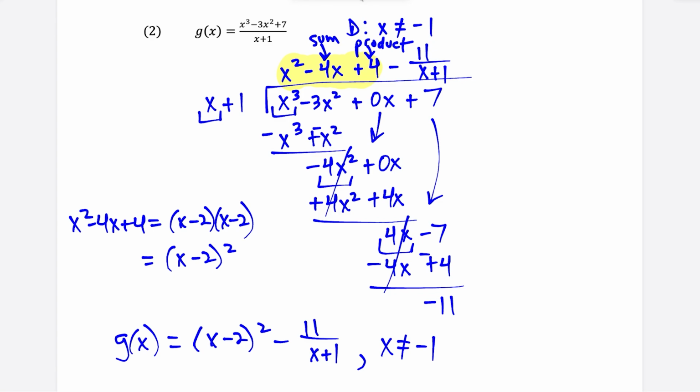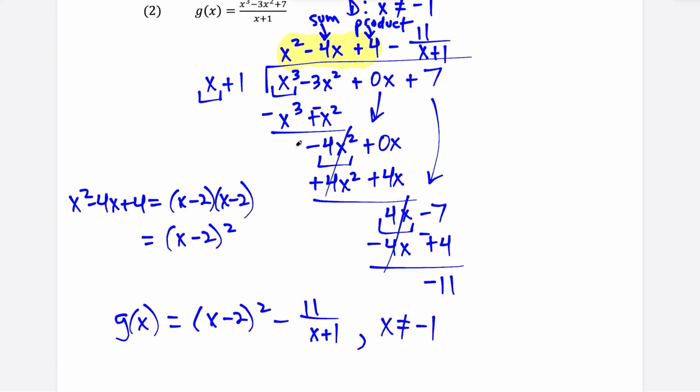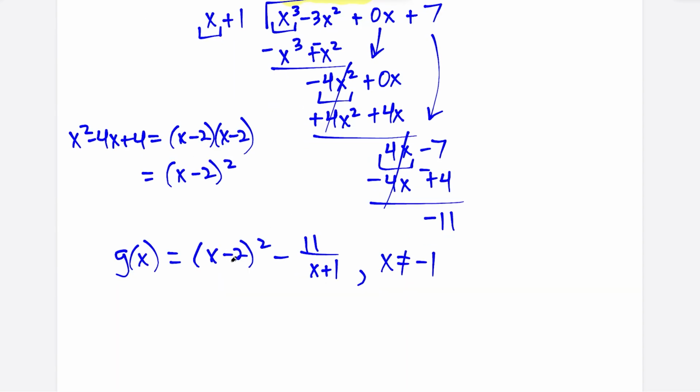But the polynomial with the same end behavior is just referring to the part of the function where the remainder is not attached. So the polynomial with the same end behavior should be x minus 2 squared. But we will verify this result in Desmos.